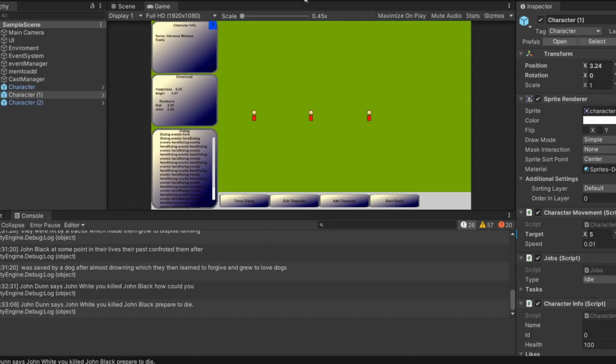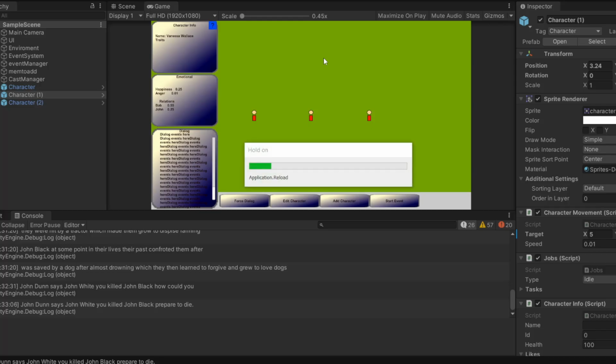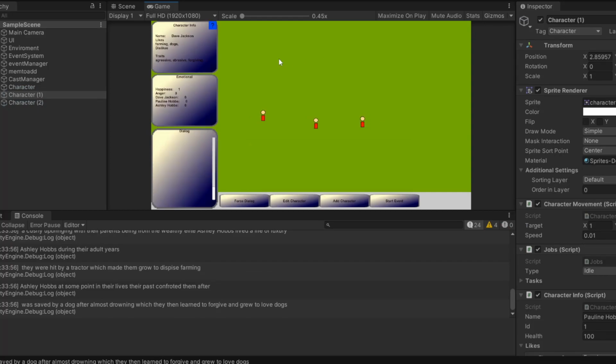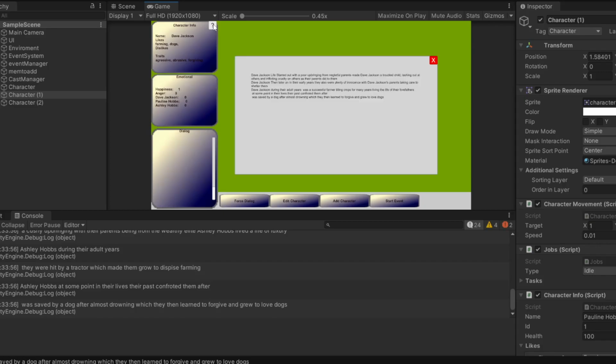So let's just reload this project. We also have used this system for generating a history sort of system. As you can see with this character here, Dave Johnson, there is an entire history with this character which is generated from a series of events. These events can then carry on throughout their future and give resolution to other events.